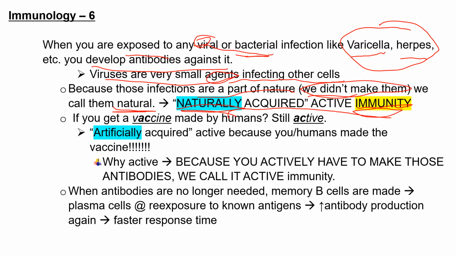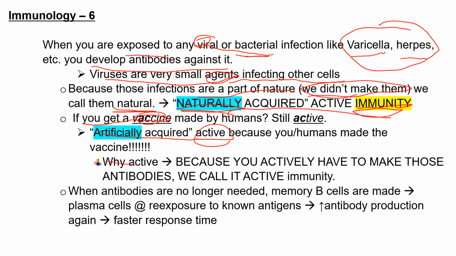Now, can you get an artificial immunity? You sure can. Artificial immunity is what you get when you get a vaccine shot. So each vaccine shot gives you an artificial immunity. This is a generalization. There is one exception, but never mind. Okay, so a vaccine gives you artificially acquired active immunity.